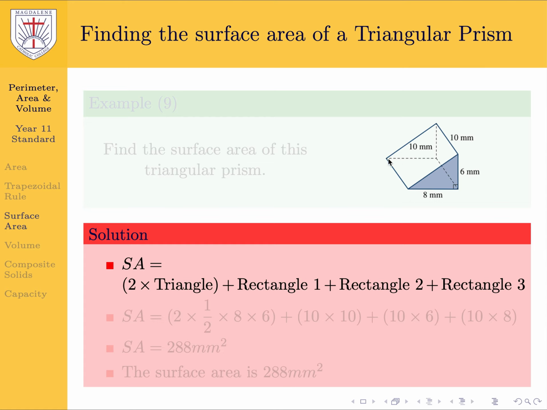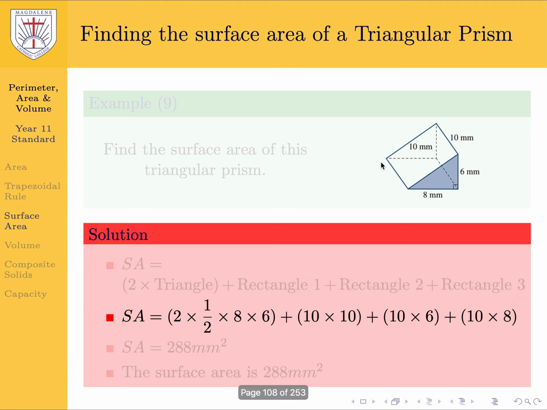So using those corners to kind of visualize that. With the triangle, we know that the formula for a triangle is half base times height. And then the rectangles are just one side times the other. So when we substitute some values in, we've got 2 lots of this triangle. So there's a half times a base of 8 times the height of 6, which is where that comes from.